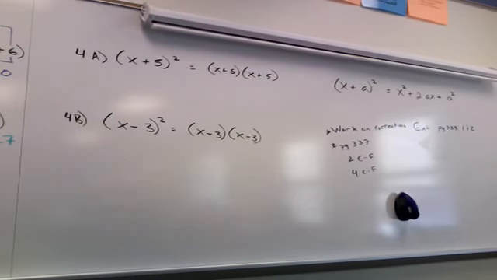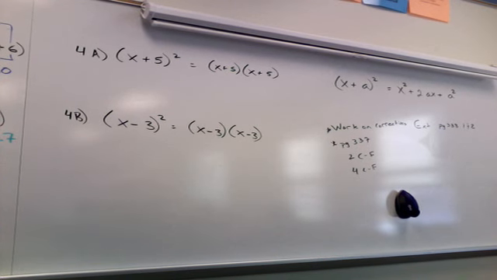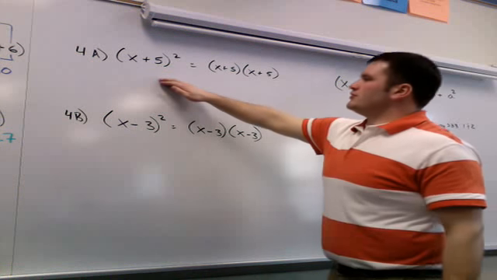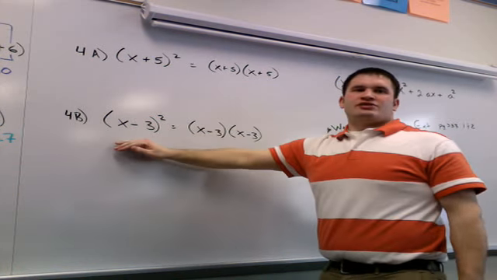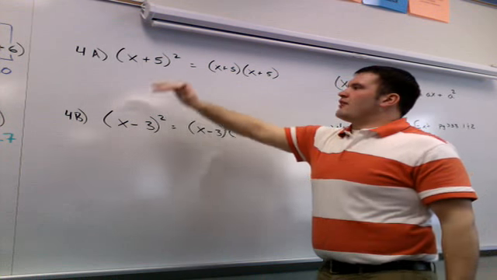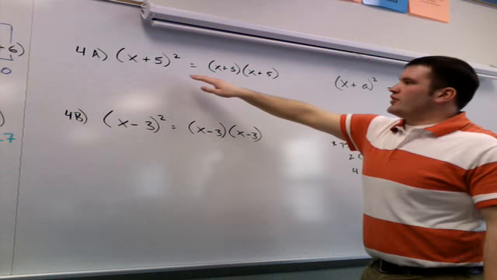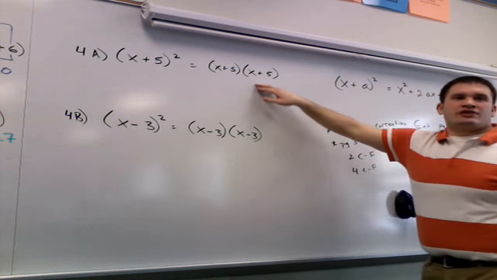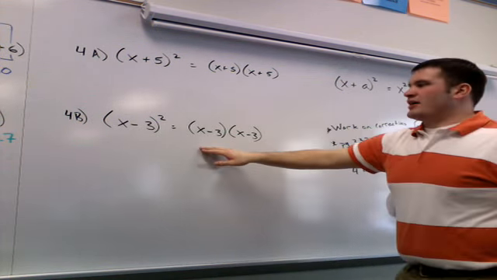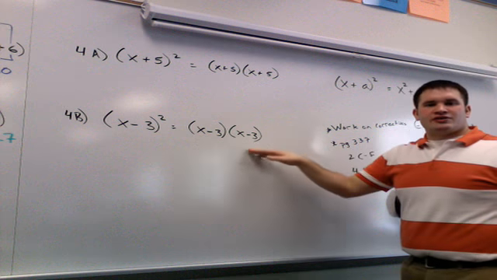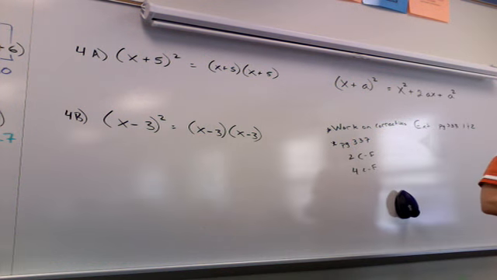If we look down at 4a on your page, they have x plus 5 squared and x minus 3 squared for 4a and 4b. Whenever we have something squared, that means we can rewrite it how? Twice. So x plus 5 squared is just x plus 5 times x plus 5. And x minus 3 squared is x minus 3 times x minus 3. Does that make sense? You guys remember that from last week?